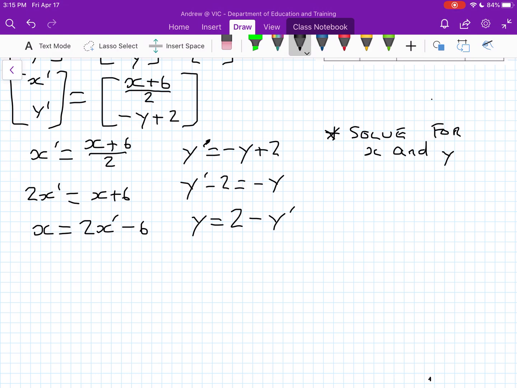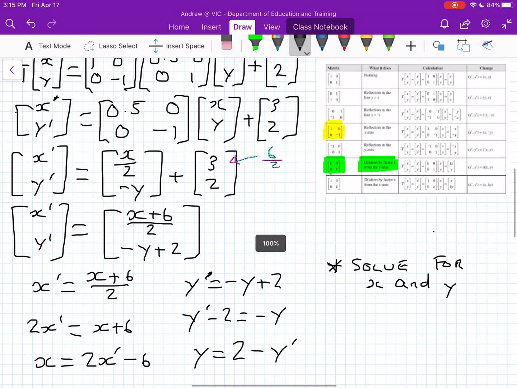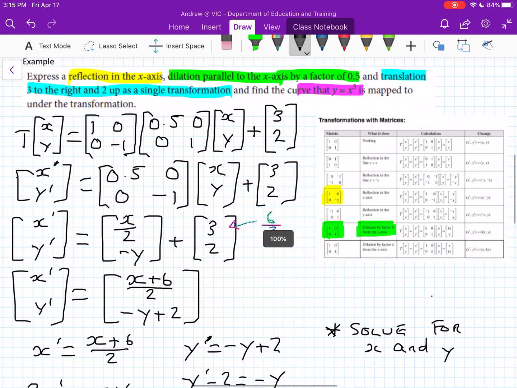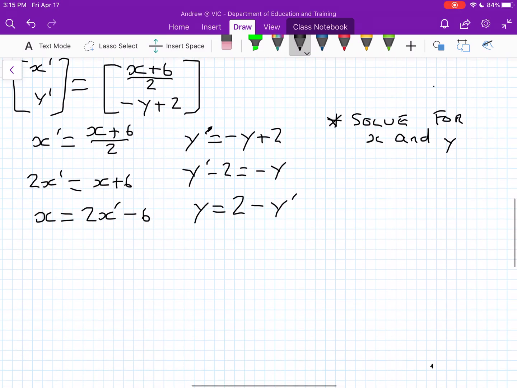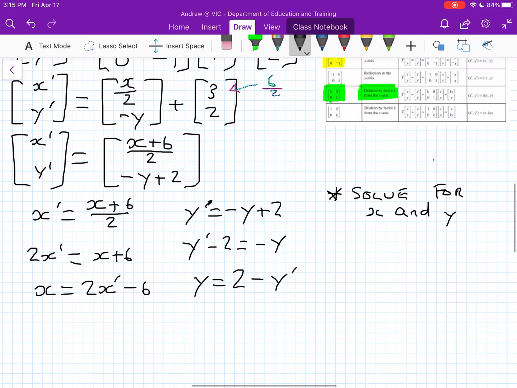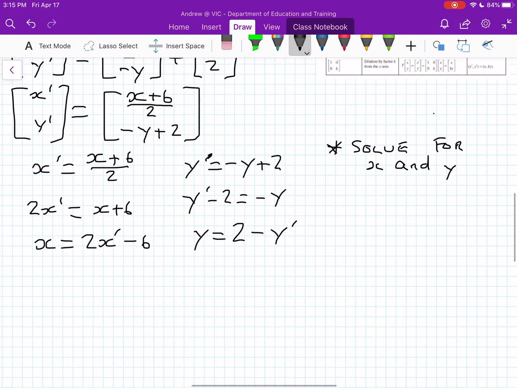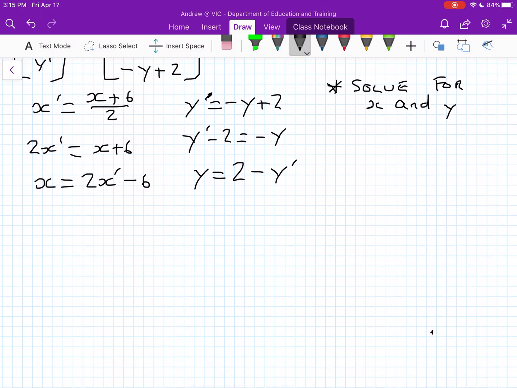So now we just need to go back up to the top of our question, and this is where our last bit of information comes in. So we need to find the curve that y is equal to x cubed is mapped to under this transformation. Just double check. So y is equal to x cubed. So now all you need to do is sub in your values for x and y.